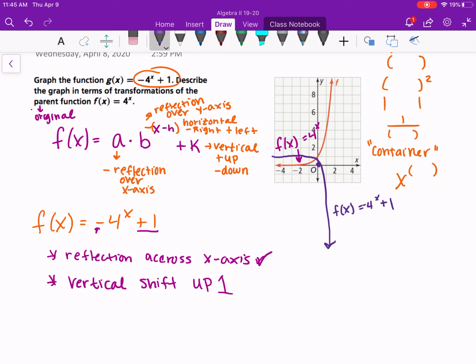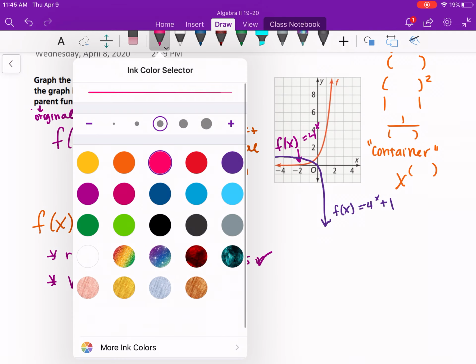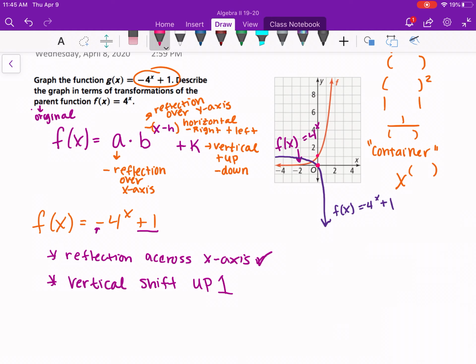Typically, the reflection would have mapped if this original y-intercept was at 1. When I reflected it, it would have gone down to -1. That would have been the reflection. But then when we shifted it up 1, my y-intercept is now, darn it, is now at the origin. So I'm going to try and draw. Okay, that's a better one anyway. So my y-intercept has moved. It was once here. Now it's here at the origin, okay? So we're going to note that our y-intercept is now at the origin.